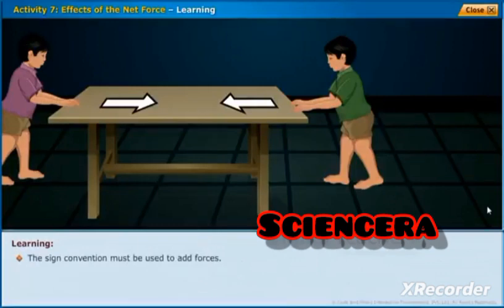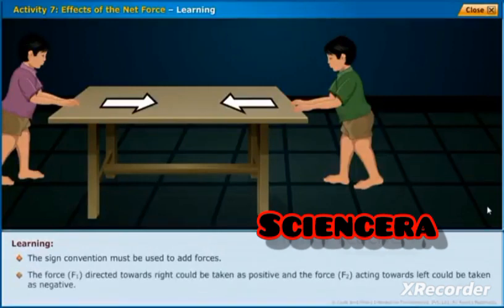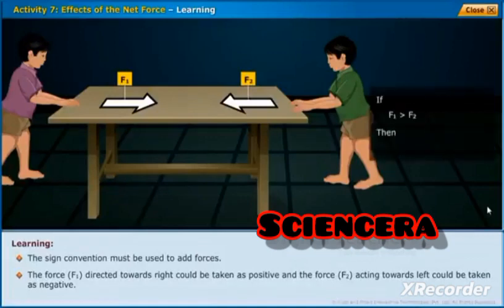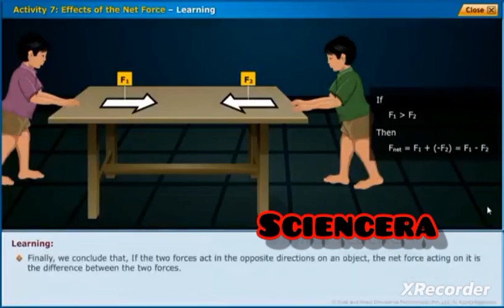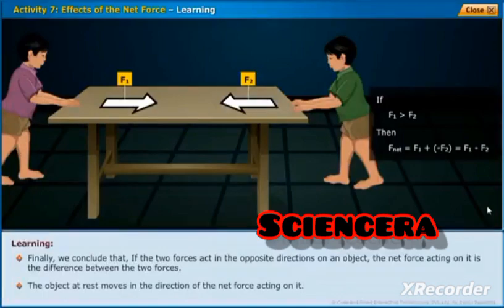The sign convention must be used to add forces. The force F1 directed towards right could be taken as positive and the force F2 acting towards left could be taken as negative. If F1 is greater than F2, then net force Fnet is equal to F1 plus (minus F2), which is equal to F1 minus F2. Finally, we conclude that if the two forces act in the opposite directions on an object, the net force acting on it is the difference between the two forces. The object at rest moves in the direction of the net force acting on it.